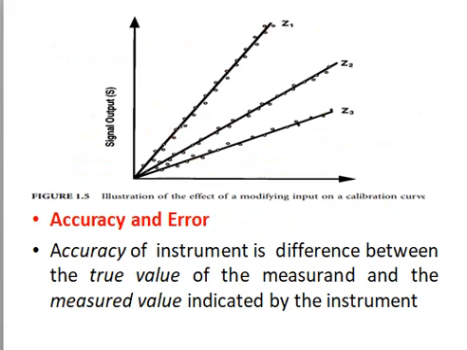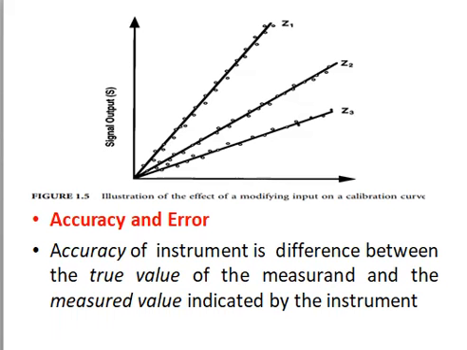For instance, whenever you keep on changing the value of Z, this is Z1, this is Z2, this is Z3, you see that the cup has different inclinations. And of course, we cannot say all the three are correct. So it is the duty of the designer to make sure that he uses the modifying input that will accurately cancel the effects of the interfering signal, which is the noise.